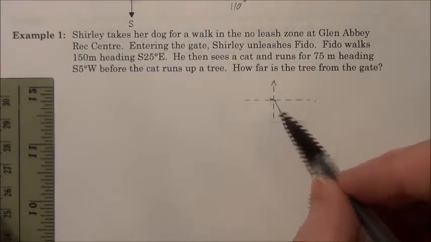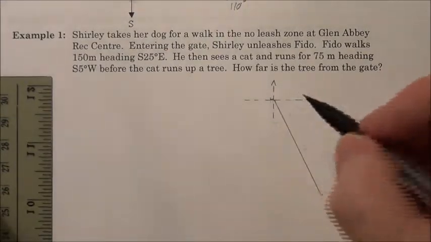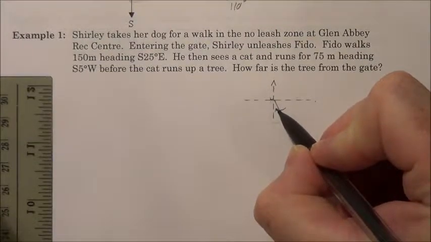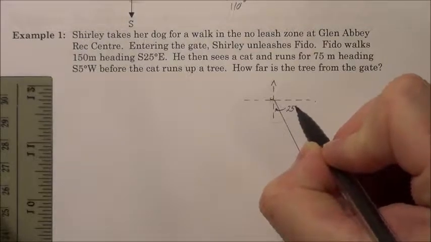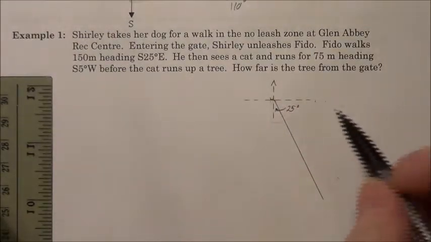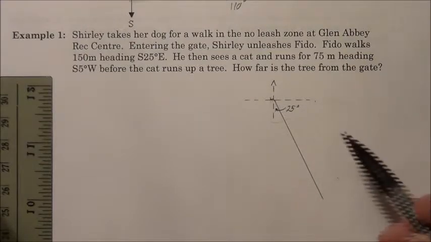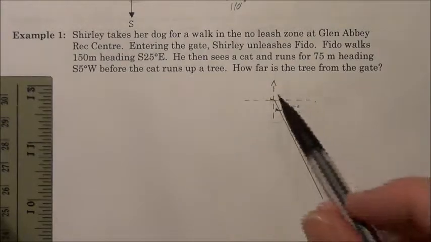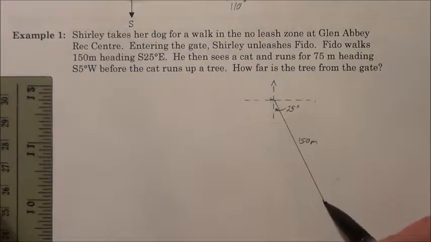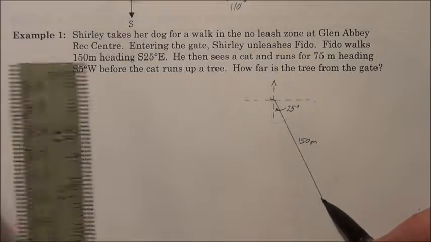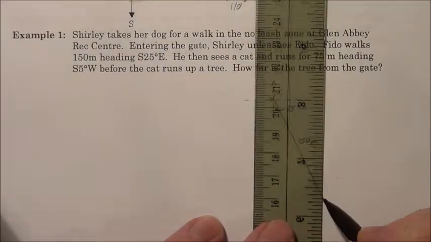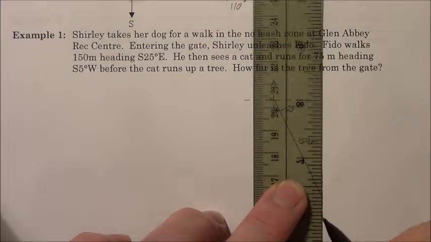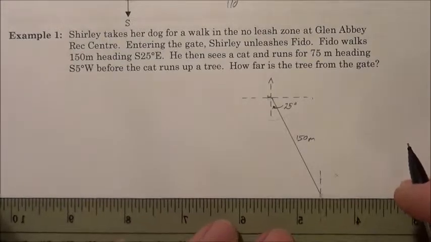So now these diagrams can get kind of crowded pretty quickly, so what I'm going to do is draw an arrow to indicate where that 25 degrees is. Okay, so it's right in there. Then, so he's going 150 meters there, and so he walks along here, and there he spots a cat, and so I'm going to draw another little compass rose here, keep the north line parallel to the north line of the previous compass rose that I drew.